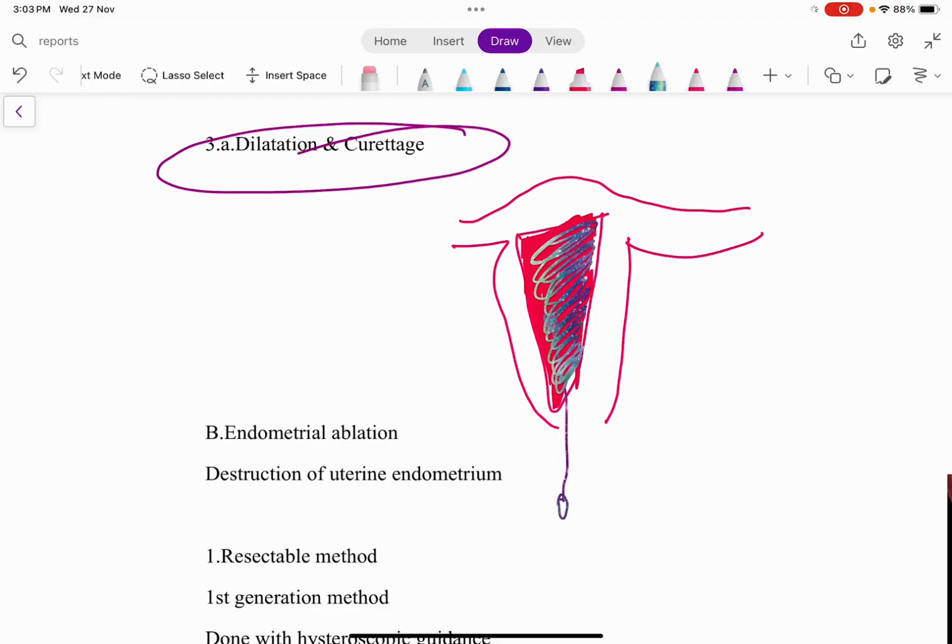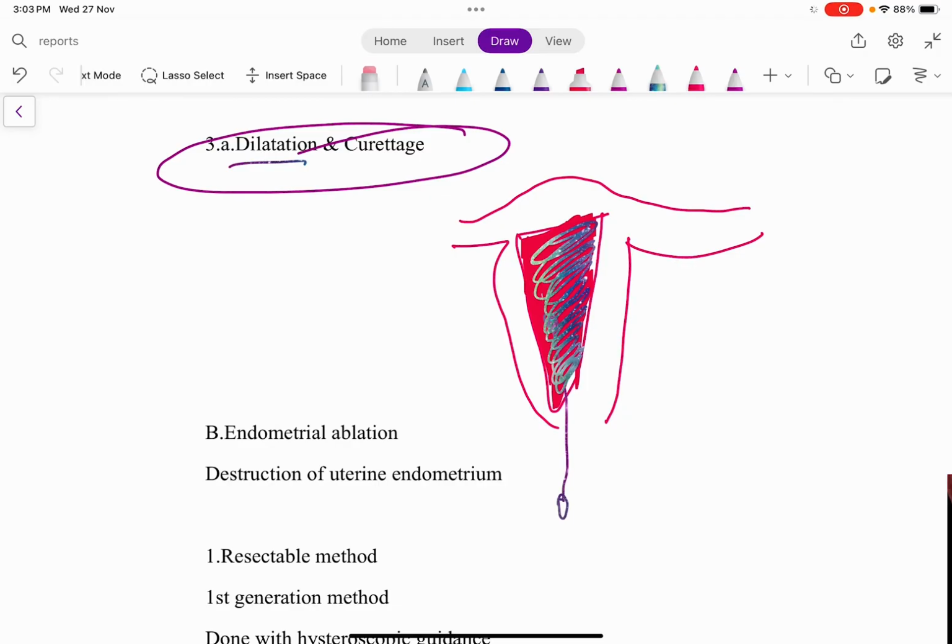Once you curette or scrape the endometrial tissue present in the uterine cavity, everything will be removed, and then you send it for histopathological examination. And once you remove the uterine endometrium, the endometrial thickness is going to decrease, and therefore the patient will be prevented from the symptom of heavy menstrual bleeding. So this is the dilatation and curettage.